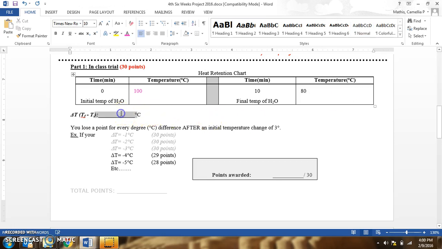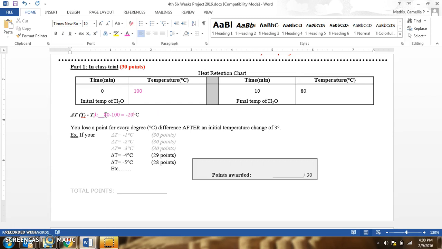So what we would fill in here, and I'll do that with you as we finish out your calculations, is that their temperature change would be found by subtracting the final temperature, 80, minus the initial temperature, 100, which would equal a delta T of negative 20 degrees Celsius.